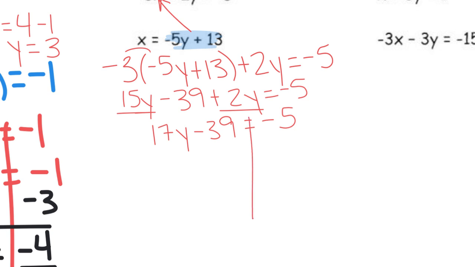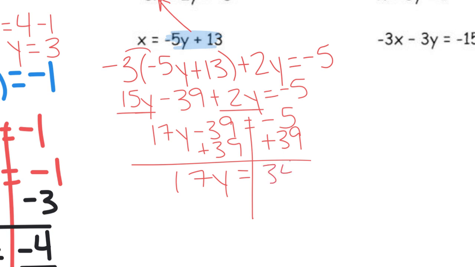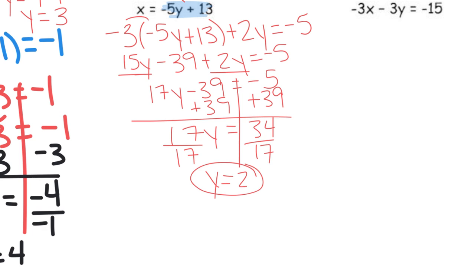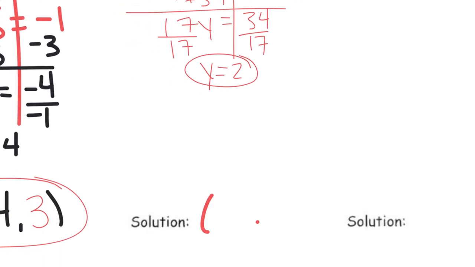Now what? Good. We add 39. What is a -5 and 39? 34. Now what? Last step. Divide by 17. Y is 2. So if you got 2, you're good. But are we finished? No, because remember, it is an x, y. We got the y. We need the x.